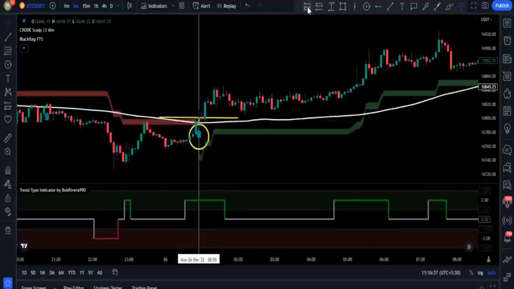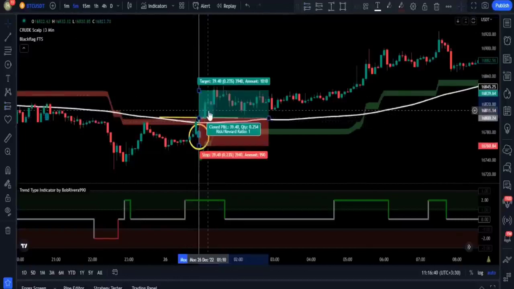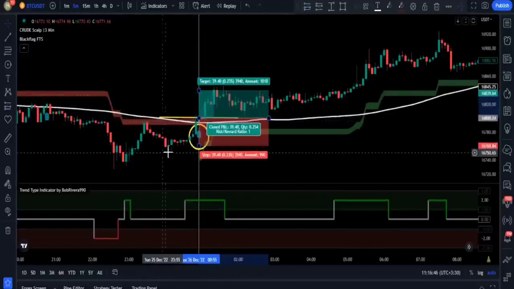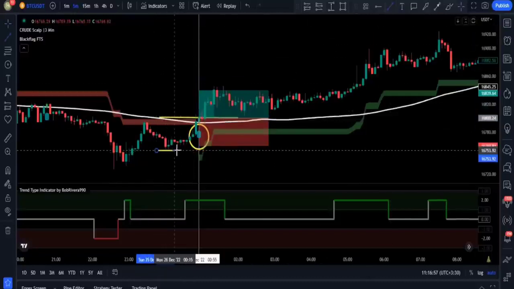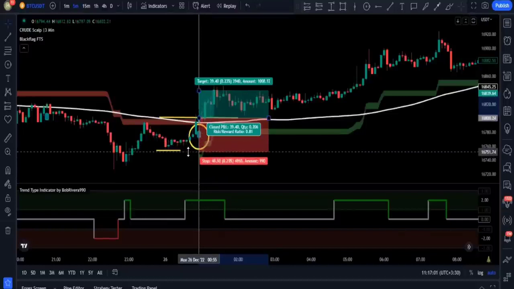The closing is right here. I can enter the buy trade at this price, which I do. I can set my stop loss below the last swing low. Let me mark it for you with this line. This is the last swing low which I can set my stop loss to, exactly under it.